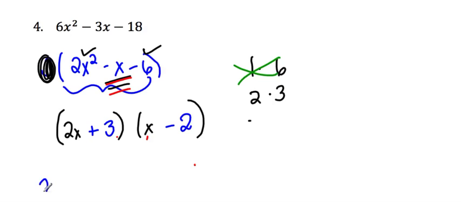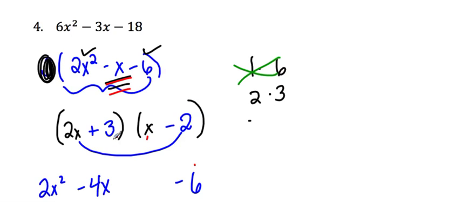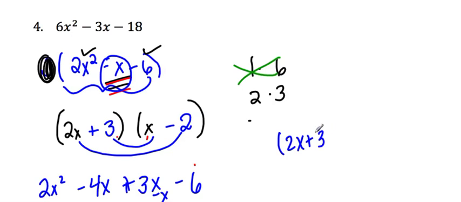So check your first term. That would give you 2x squared. 3 times negative 2 would give you negative 6, so I'm good for the first and last. Now I have the outer would be negative 4x, and the inner would be 3x. Putting those together, I would get a negative x right there. So negative x is exactly what I need. So that works. So the parentheses here factors to 2x plus 3 times x minus 2.